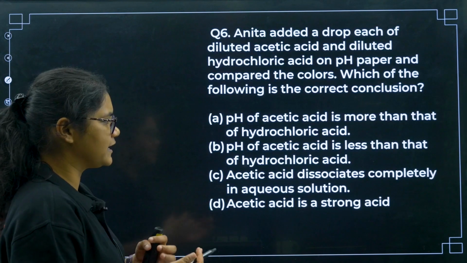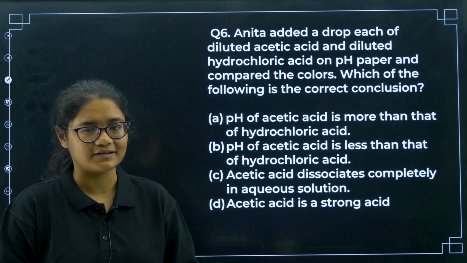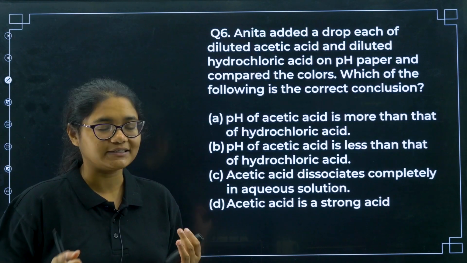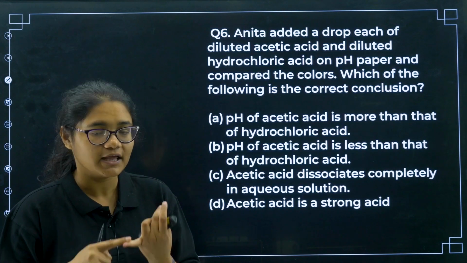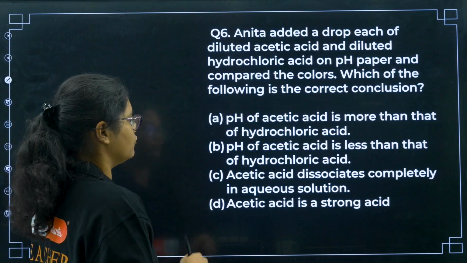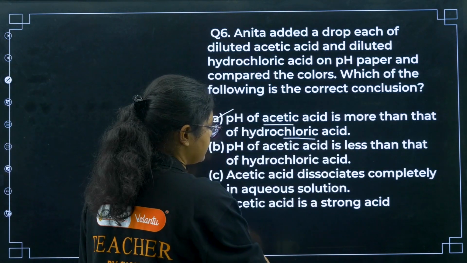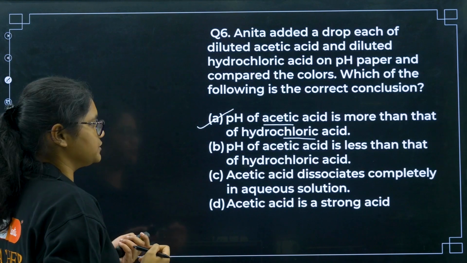So the pH of acetic acid is more than that of hydrochloric acid. Yes, that is correct. We know the less the acidity, the more the pH will be, and acetic acid is a weaker acid. So its pH will definitely be more, right. So the pH of acetic acid is more than that of hydrochloric acid. That is why this is the correct option.